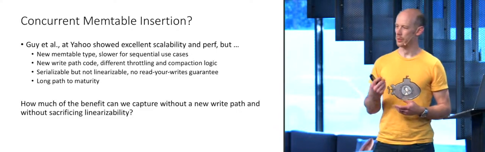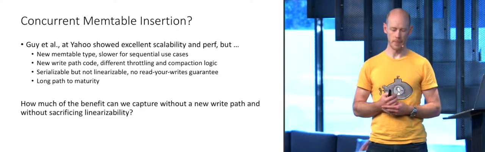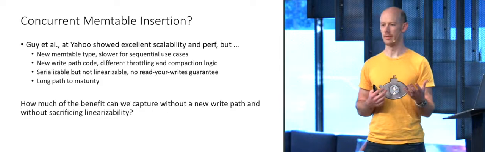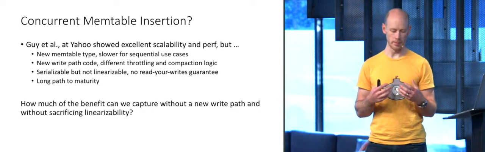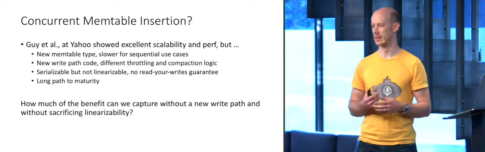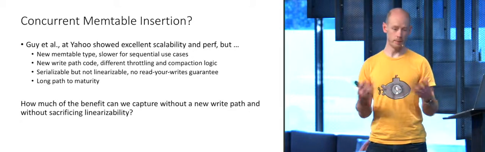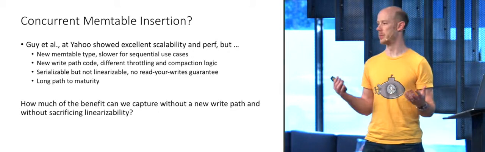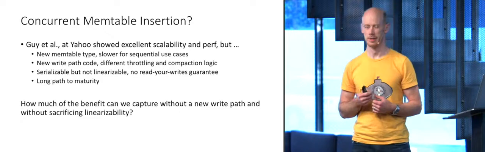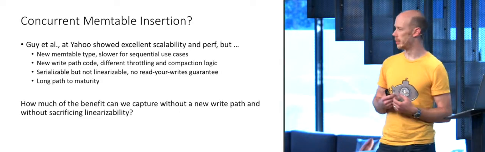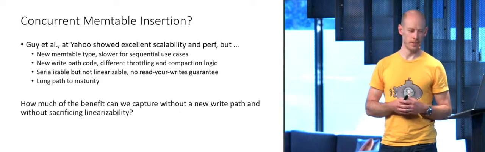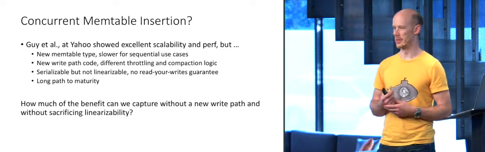So there was a paper from Yahoo, it was very, very interesting, where they basically built a concurrent memtable type, a memtable type that supported concurrent adds. And then they have some very impressive scalability numbers. They get basically pure linear scalability out of this thing. So our original idea was to try to take this and productionize it. But we ran into a few problems.